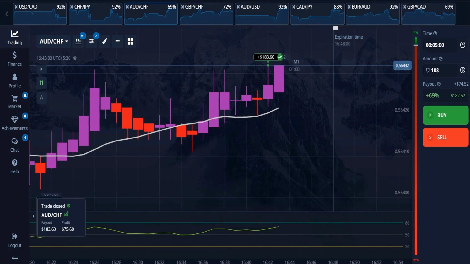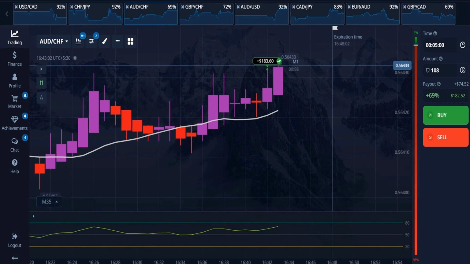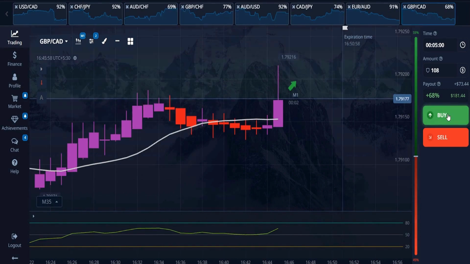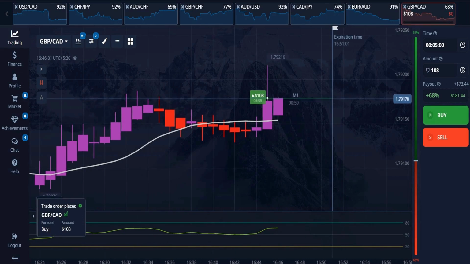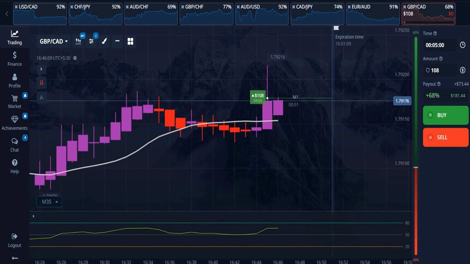Now, let's dive into the live trading session and see this strategy in action. All right, traders, we have spotted a strong setup following our strategy. Let's break it down step by step.